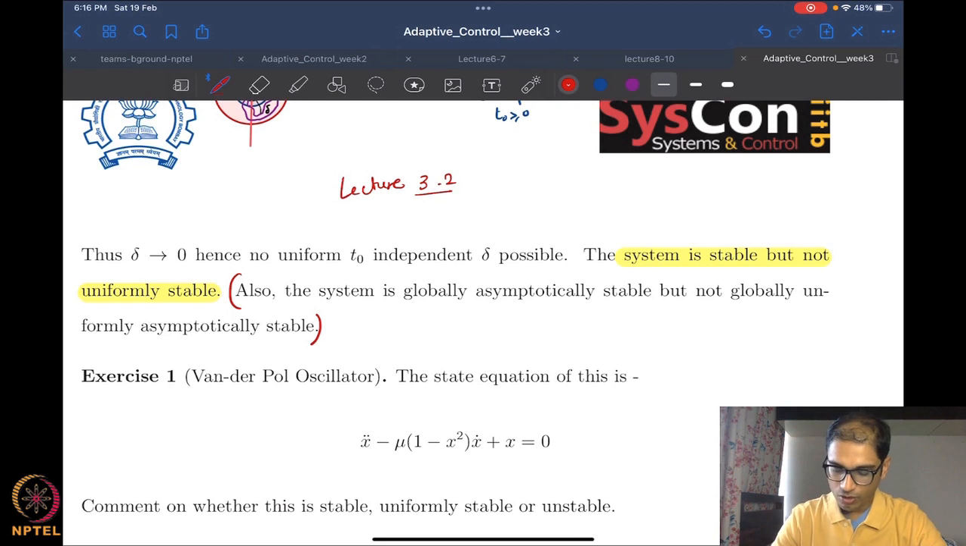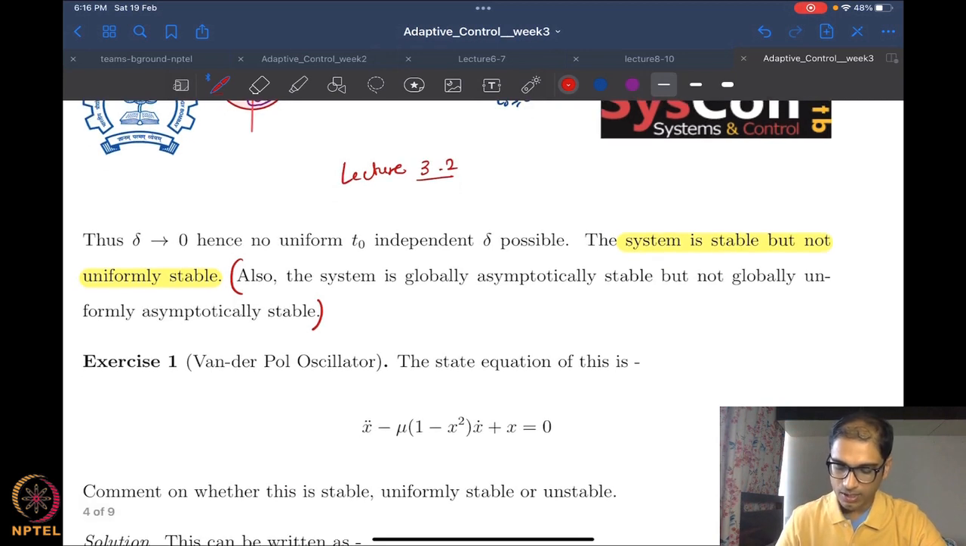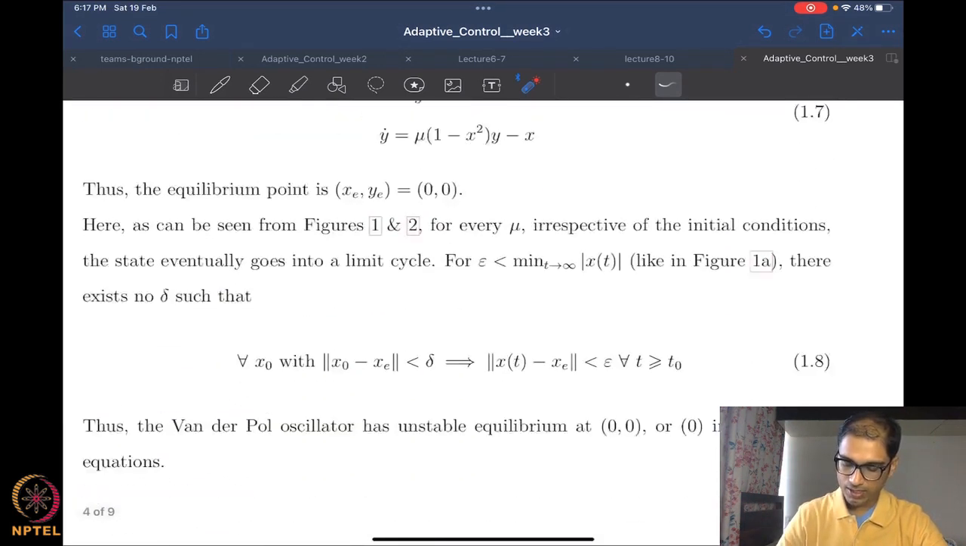One of the very interesting systems is that of the Van der Pol oscillator. It's a very commonly used system to design pacemakers for the heart and other oscillatory dynamical systems. And very interesting system, with dynamics given by equation 1.6, and for different values of mu, the behavior of this oscillator changes.